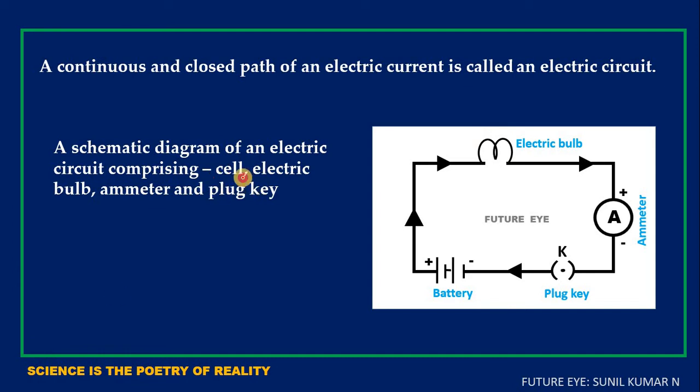Remember one more time, children: cell. Cell is nothing but battery. Electric bulb. So bulb is here. Ammeter. Ammeter is here. And plug key. It's nothing but switch. Switch is here. And keep it in your mind, switch acts as a link between battery and electric bulb. If the switch is opened, current will not flow because the circuit will be open. If the switch is closed, electrons flow, hence the electric bulb will glow.